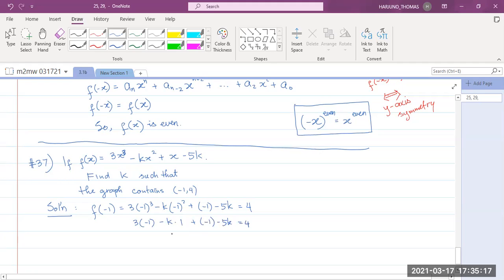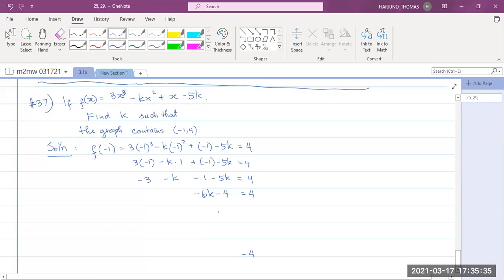Negative 3 minus k minus 1 minus 5k equals 4. So negative 6k minus 4 equals 4. Negative 6k equals 8. k equals 8 over negative 6. Then k is negative 4/3. That's not too hard.